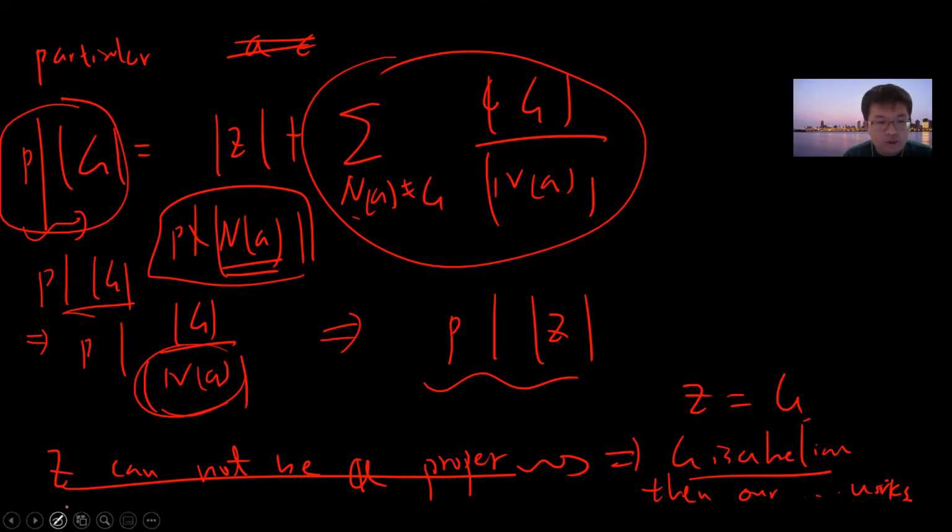Okay, so this is the first part. Proof is done. Okay, so next I want to talk about the conjugate class. So conjugate class in a symmetric group. Okay, so let's just define a so-called partition.